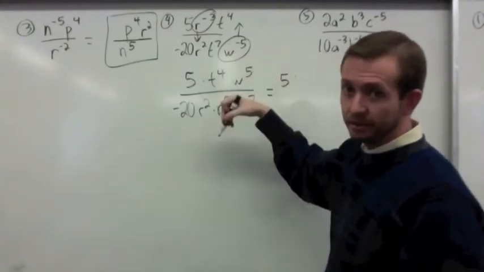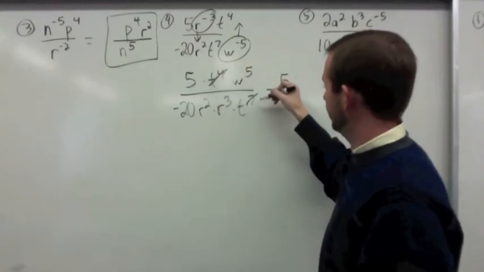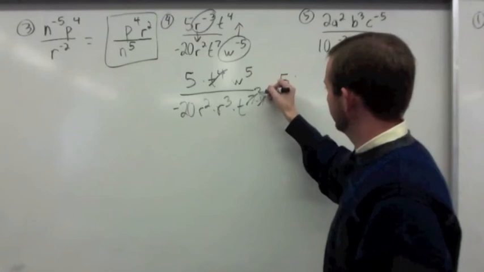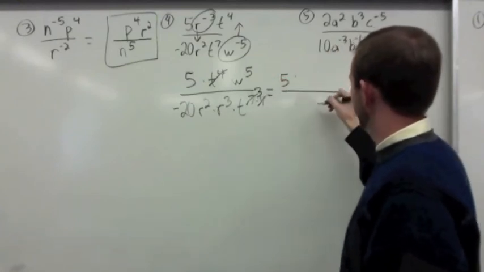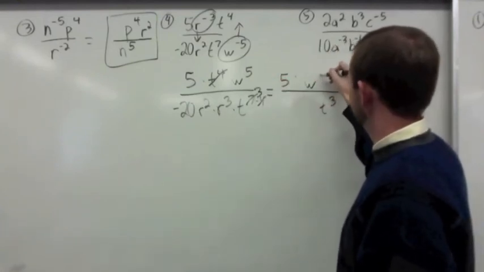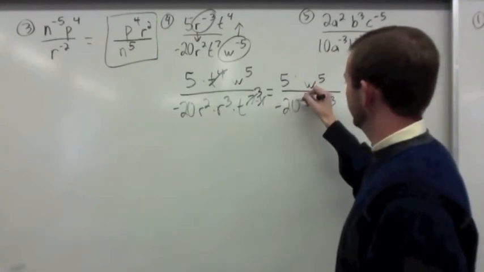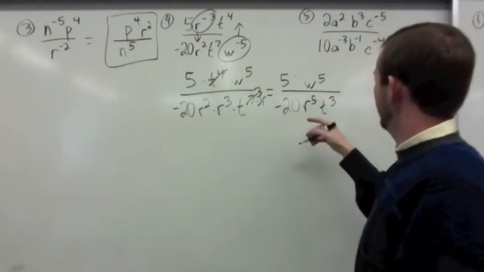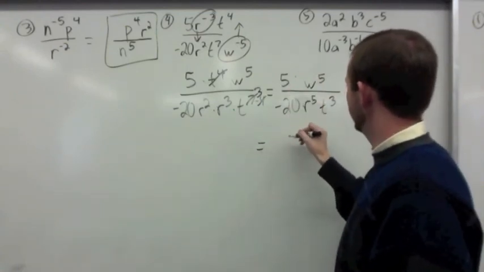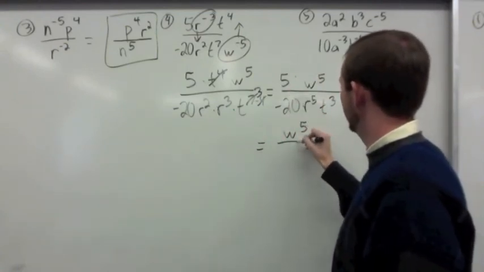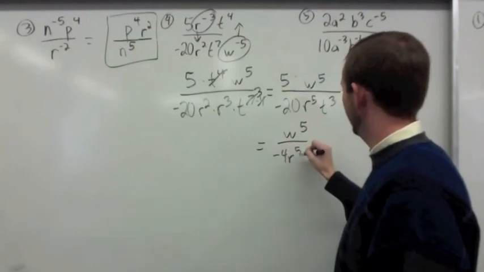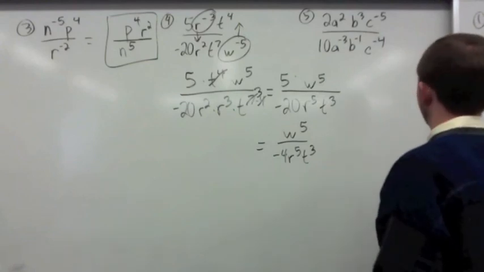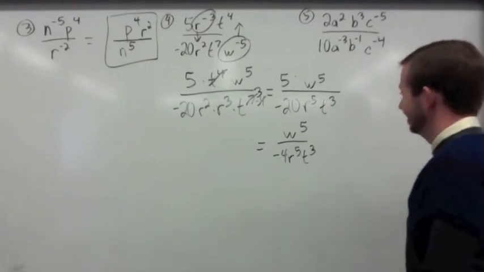T4, T7, what does that turn into? Bam, cross that off. Minus 4 from here. 7 minus 4, it's going to be 3. So t cubed. W is going to stay. Negative 20 is still here. R squared and r to the 3rd is r to the 5th. 5 and negative 20 is going to simplify to make it w to the 5th over negative 4r5 t cubed. Okay? So that's kind of what we're going for on that one.